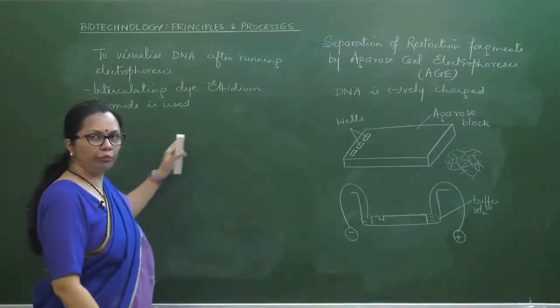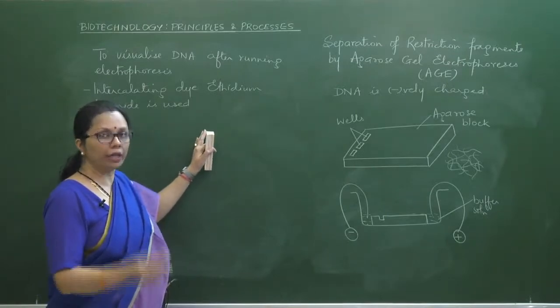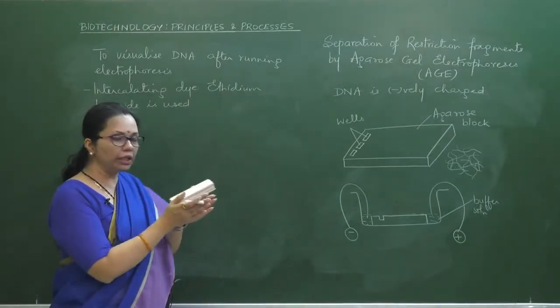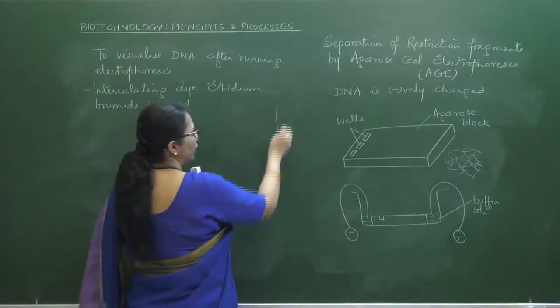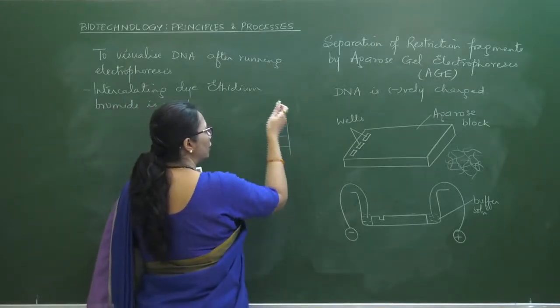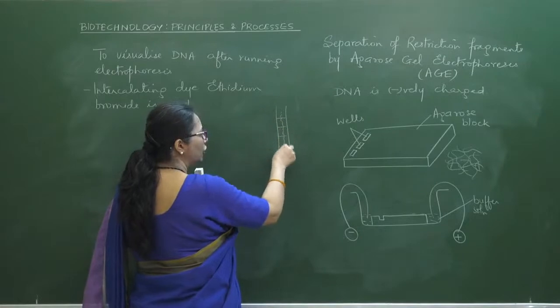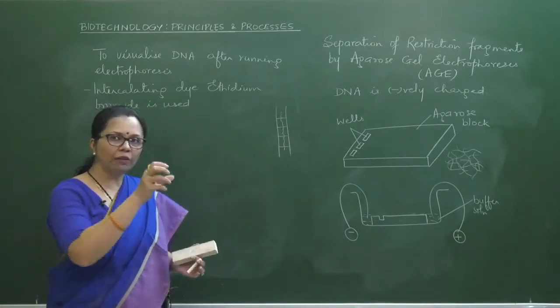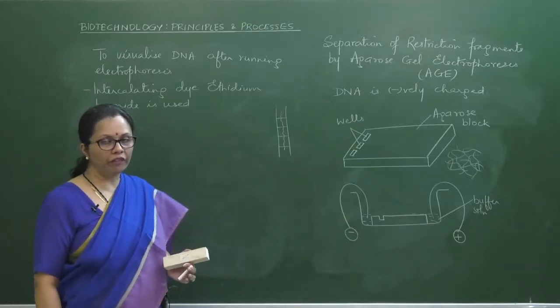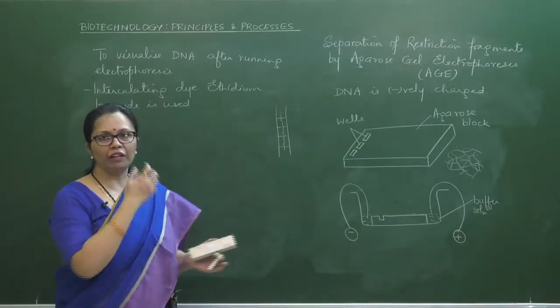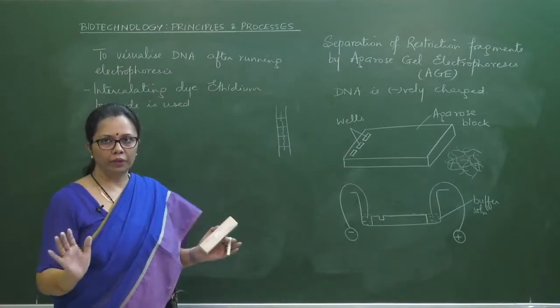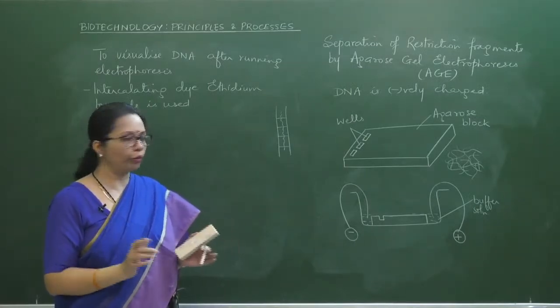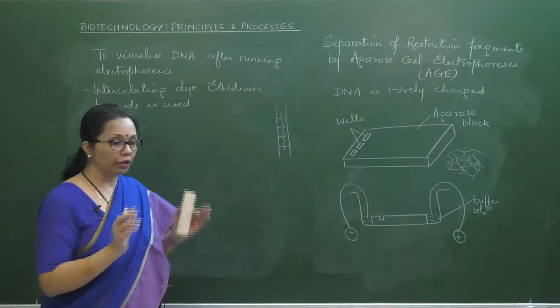Now this ethidium bromide, you see, is intercalating. Why did I say that? Because it goes between the DNA strands. Like you know, DNA is double stranded, so it will attach between the two strands. So wherever DNA is present, only that part, the ethidium bromide will attach, and rest of the gel would be without any kind of ethidium bromide there. Still it is not visible.